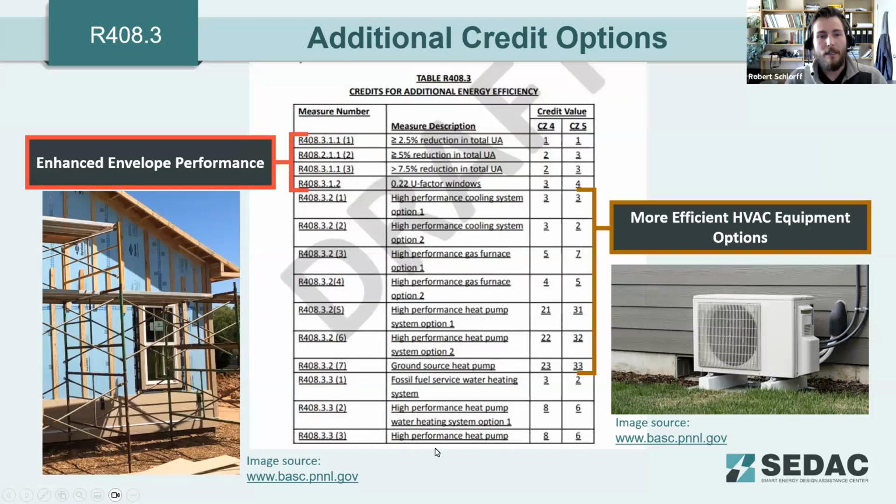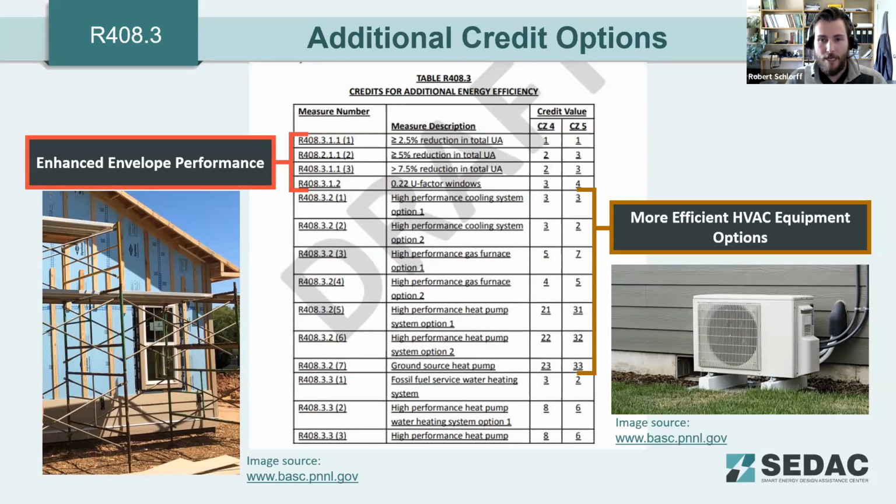So if we look at the left side of the screen here, envelope performance, enhanced envelope performance, the stretch code is essentially giving you 3 different envelope targets for UA performance. So that's the U value area calculation that you might be familiar with through the IECC. So they're giving you 3 different targets for UA performance, and then 1 target for window U factor performance. Those are the options within the enhanced envelope portion there.